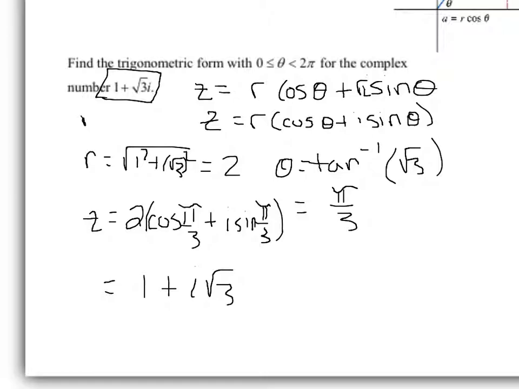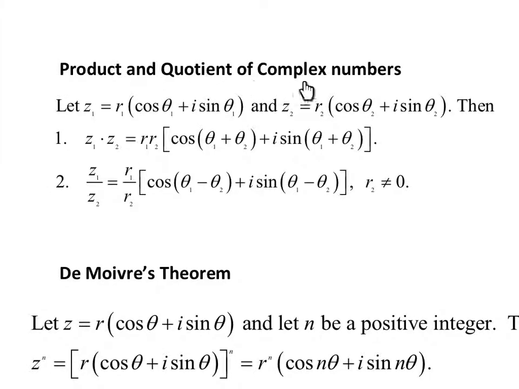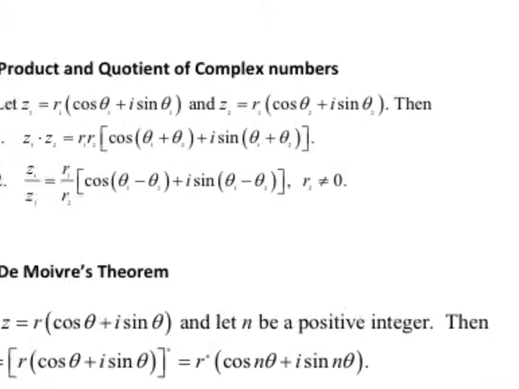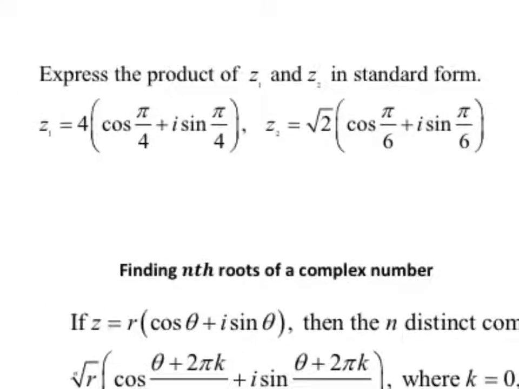Moving on. Okay, so product and quotient of complex numbers. Let z1 equal r1 cosine theta 1 plus i sine theta 1. Let z2 equal r2 cosine theta 2 plus i sine theta 2. Then, to do multiplication, you multiply the r's, add the angles. To do division, you divide the r's, subtract the angles. Okay? And yes, r2 cannot be 0. Okay, so there's some more properties.